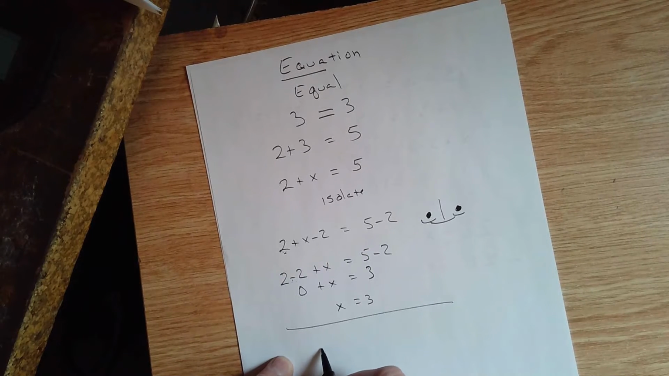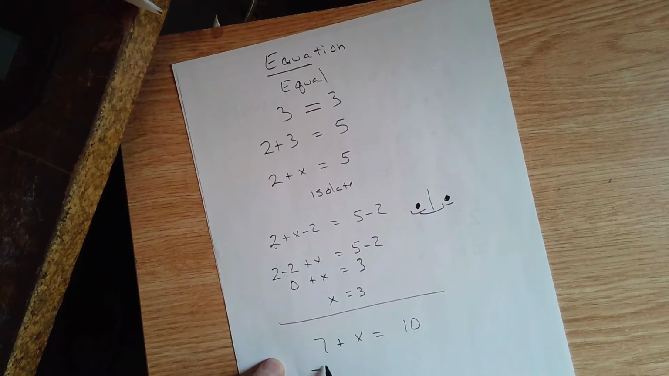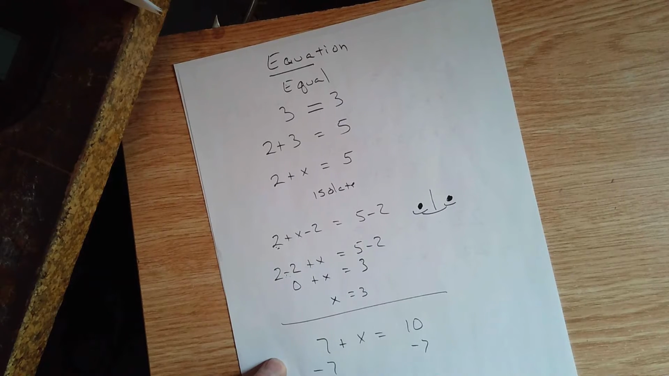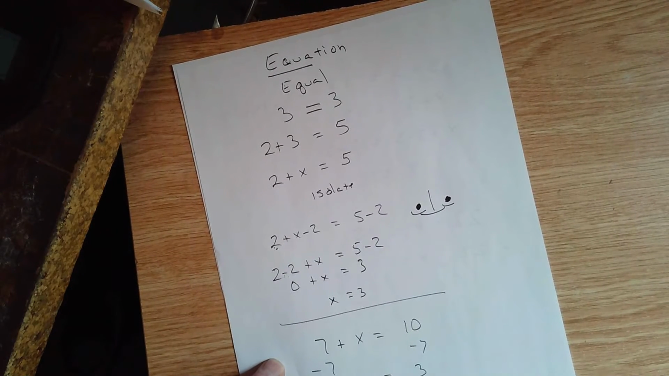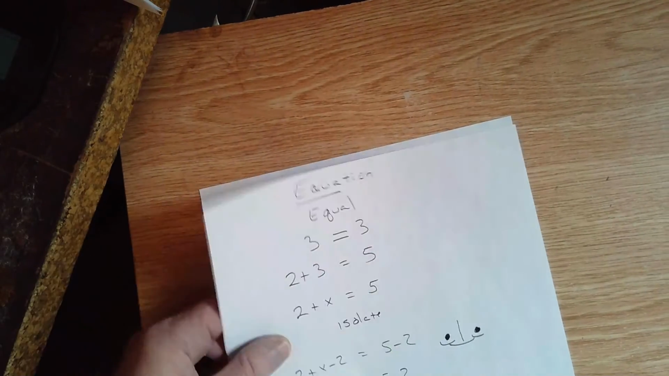Let's do another one. 7 plus x equals 10. Well, let's subtract 7 from both sides. That gives us 0 plus x equals 3. X equals 3. That makes sense. What are we going to do if it's subtraction? This one gets a little trickier.